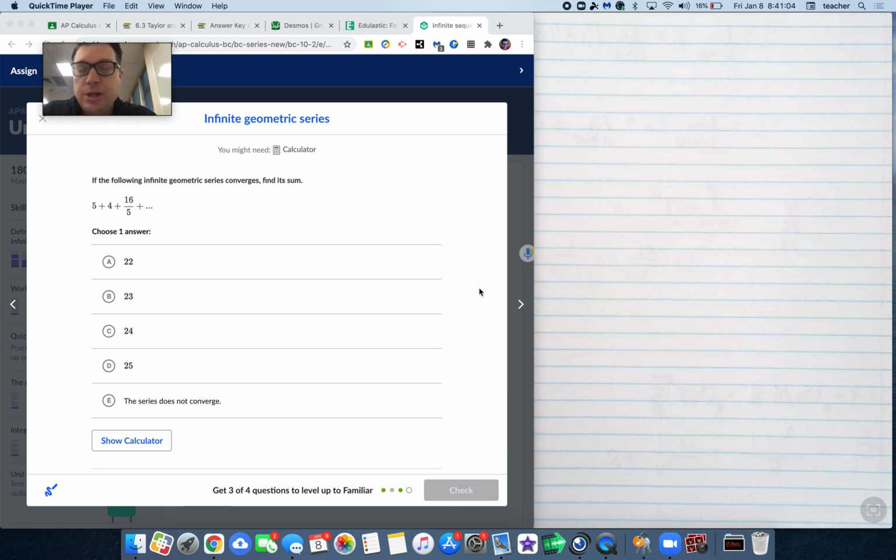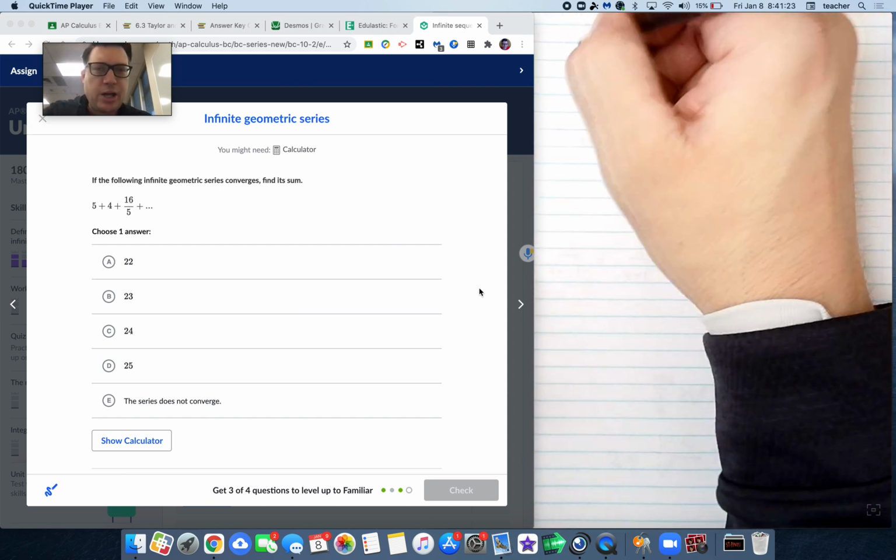Sequences and series unit, and we're talking about infinite geometric series. This is part 2. We have the generation of a series given by the terms 5 plus 4 plus 16 over 5.